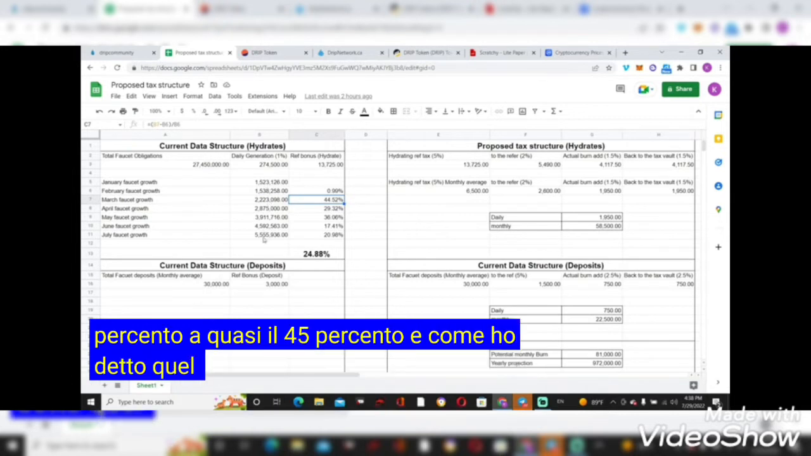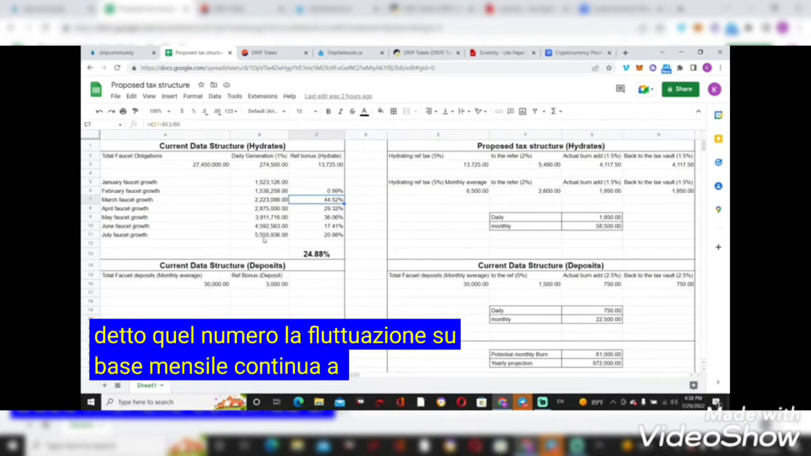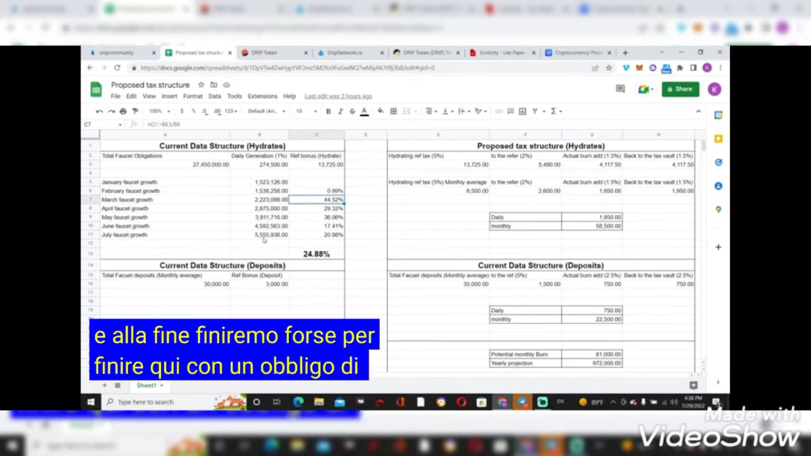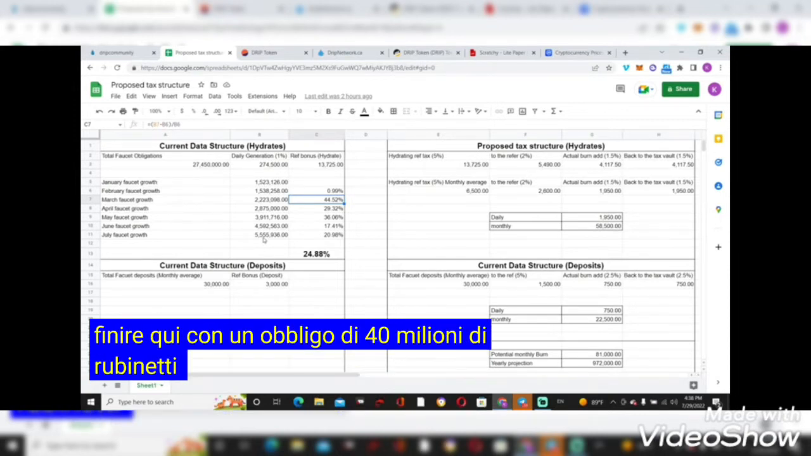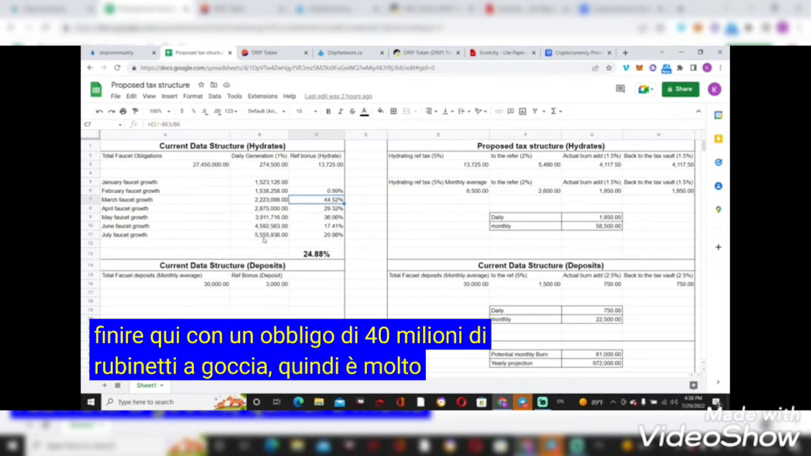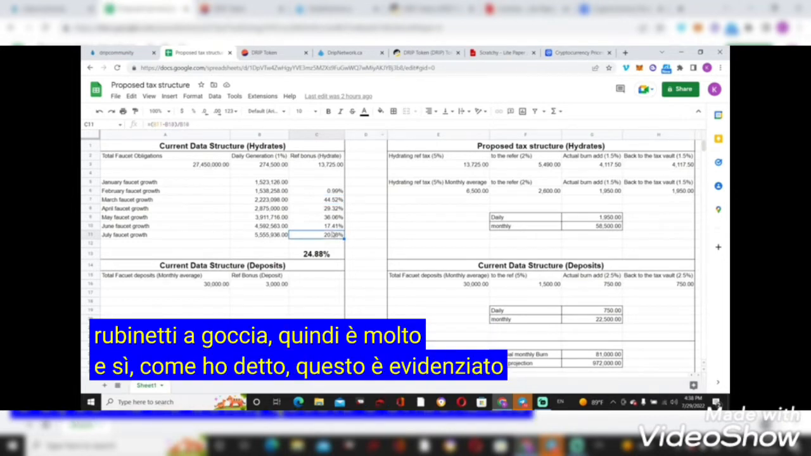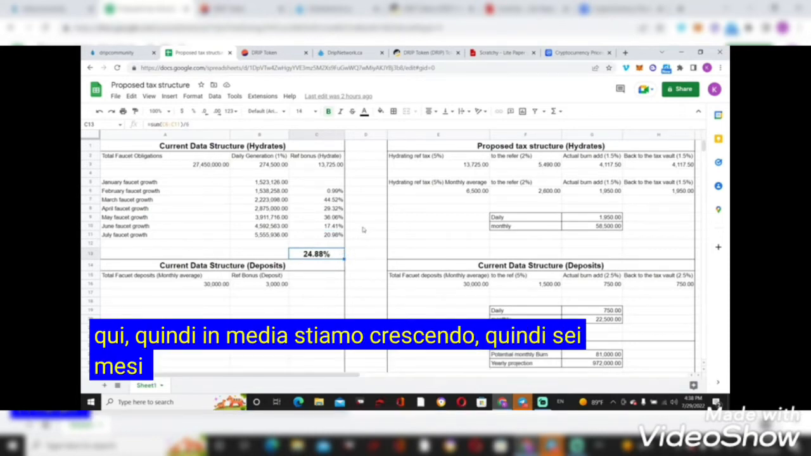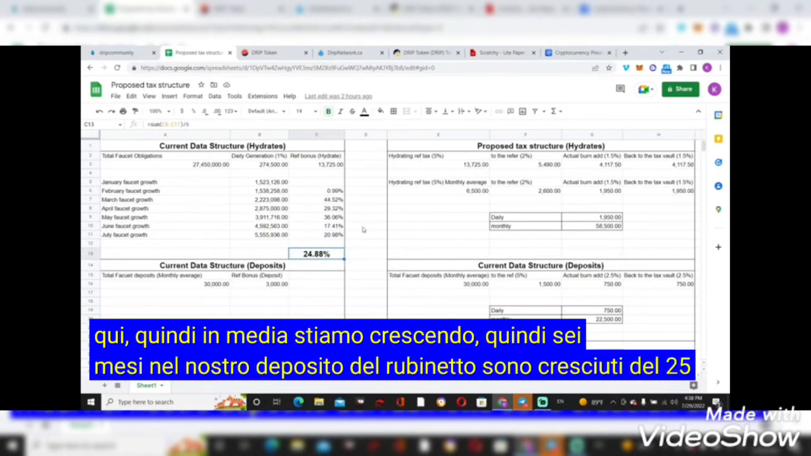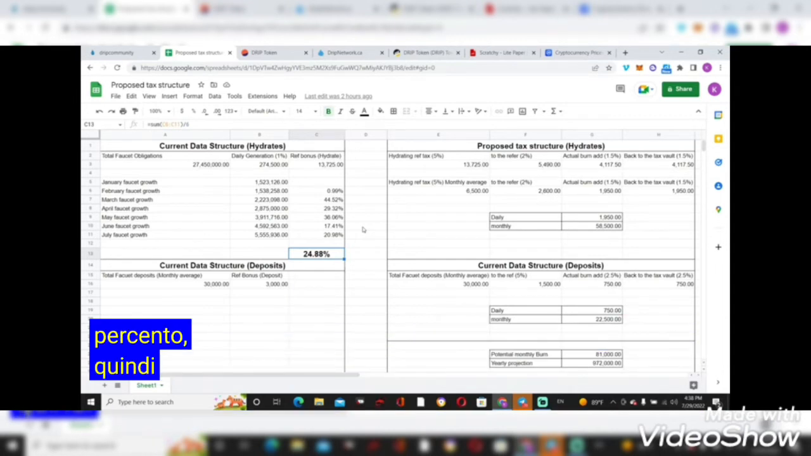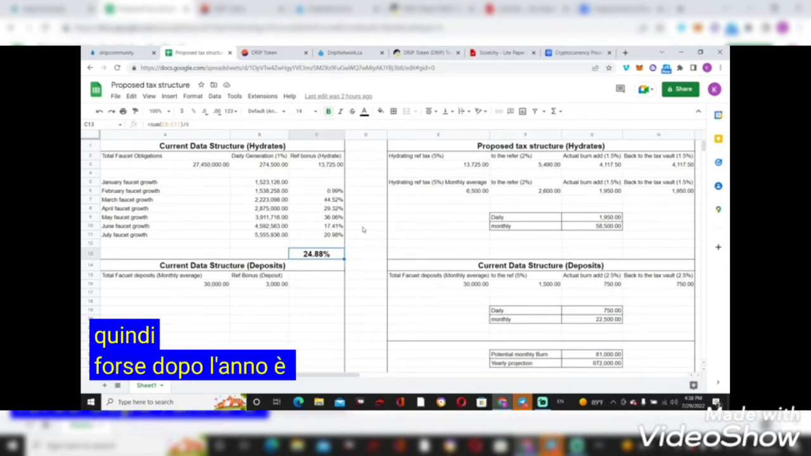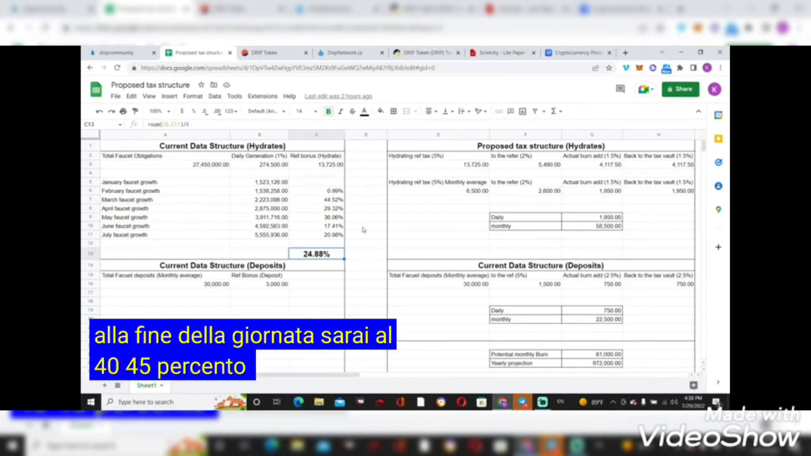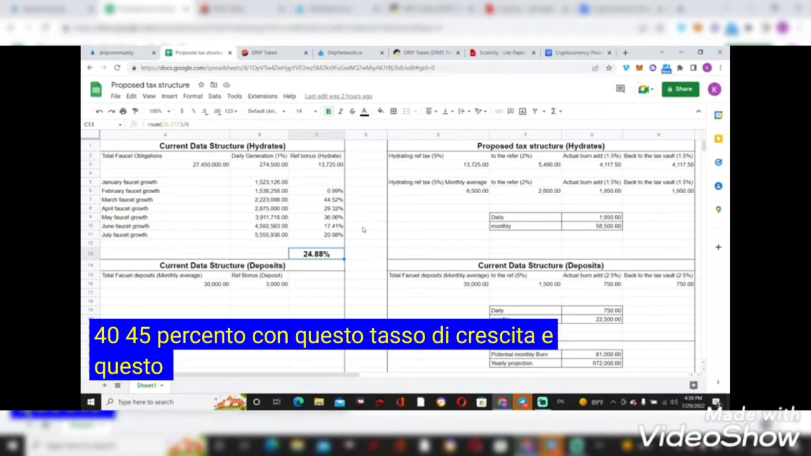And like I said, that number, the fluctuation on a monthly basis, keeps on growing. Eventually we're going to end up here at what, like 40 million drip faucet obligations, so that's a lot. And yeah, like I said, this is highlighted here. On average we are growing: 6 months in, our faucet deposit grew 25%. So perhaps after the year, it's that 7 month actually, perhaps at the end of the year we'll be at like 40-45% at this growth rate, and that's a lot.